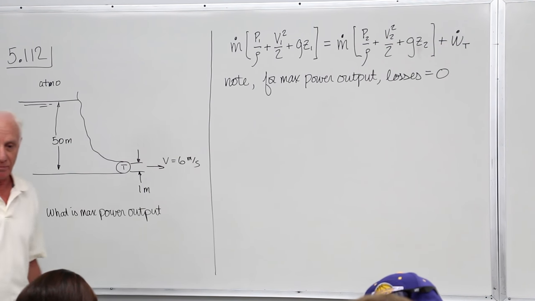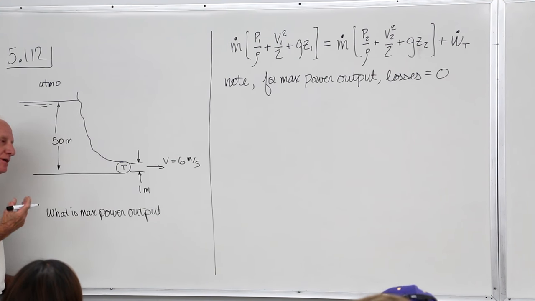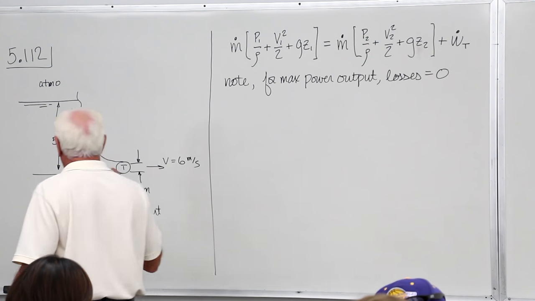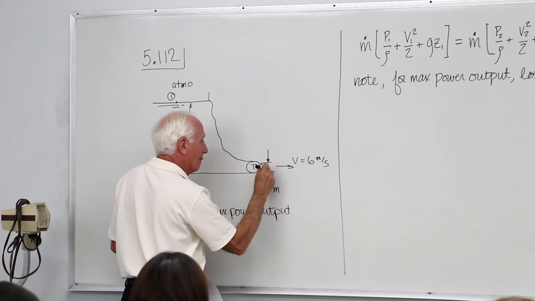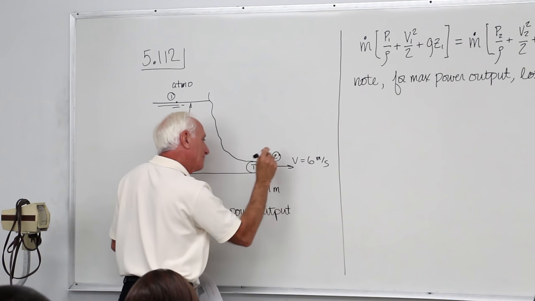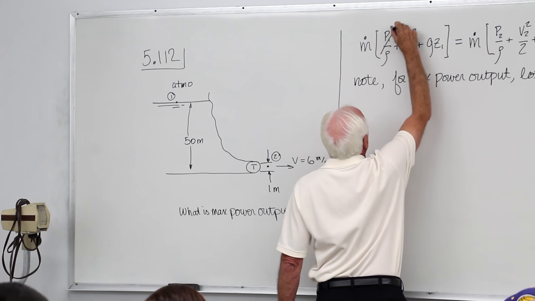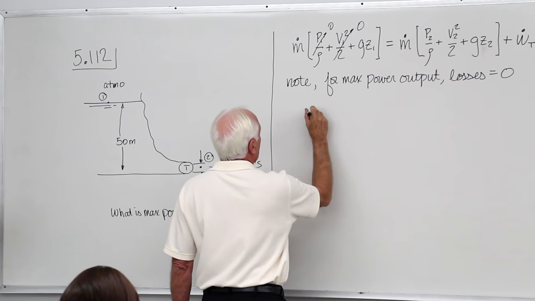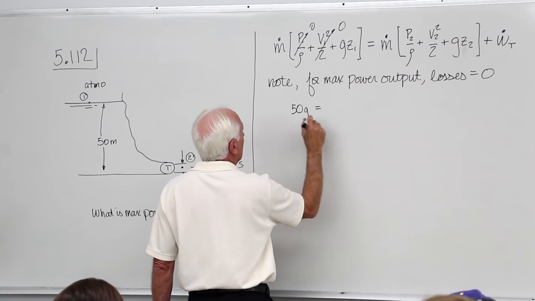Okay, so there it is. Now you have to pick out where point one and point two are. If you want to draw a control volume, you can, but you don't necessarily have to. Don't forget the energy equation is sometimes called the modified Bernoulli equation. So if you want, you can put point one up here and point two down here. P1 atmospheric, zero. V1, zero. Z1, 50, so 50 G, and that's equal to our M dot.